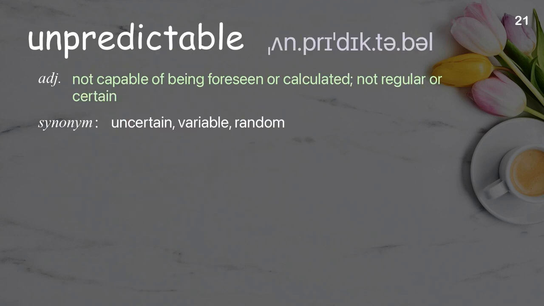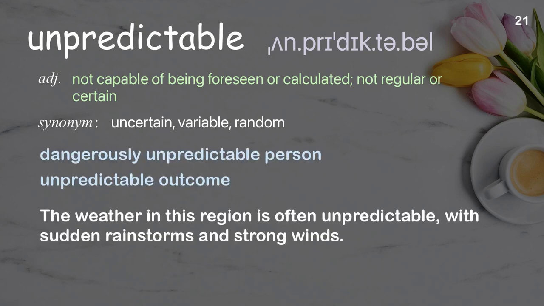Unpredictable. Not capable of being foreseen or calculated, not regular or certain. Examples: dangerously unpredictable person, unpredictable outcome. The weather in this region is often unpredictable, with sudden rainstorms and strong winds.